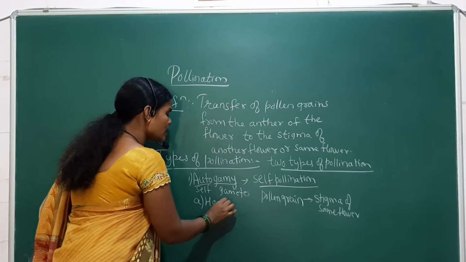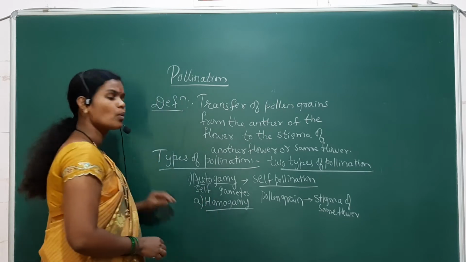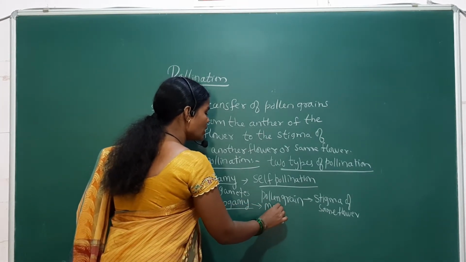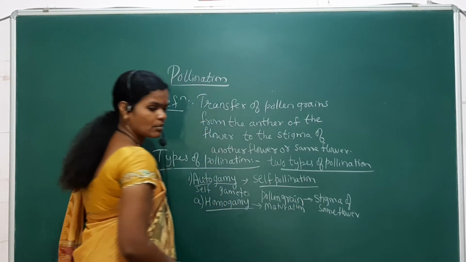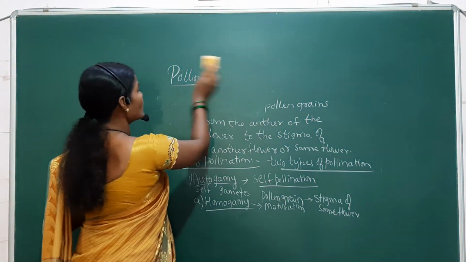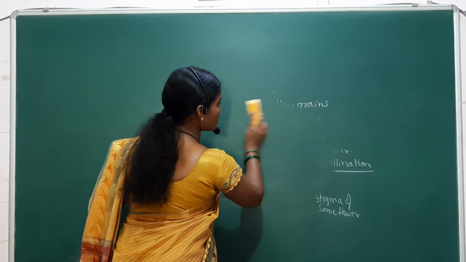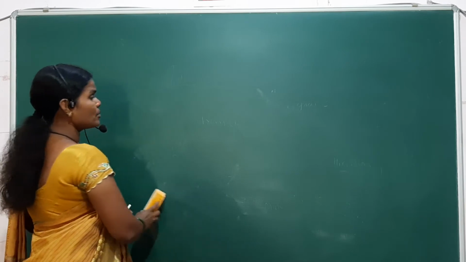The very first condition is called homogamy. What is the meaning of homogamy? The maturation of the anther and stigma occurs at the same time. That is called homogamy. Once again I'll repeat the definition.